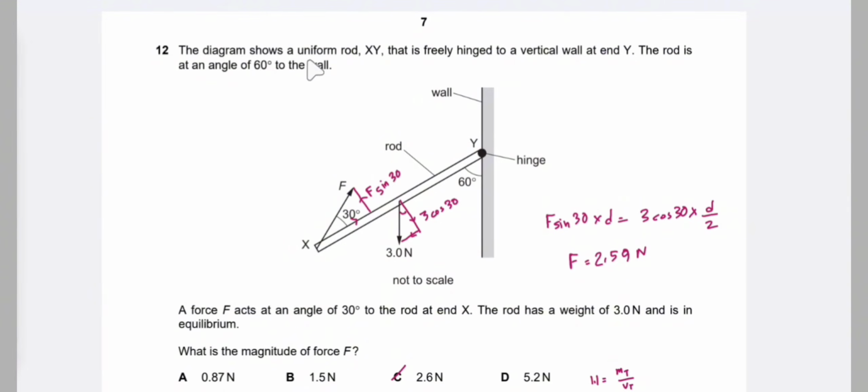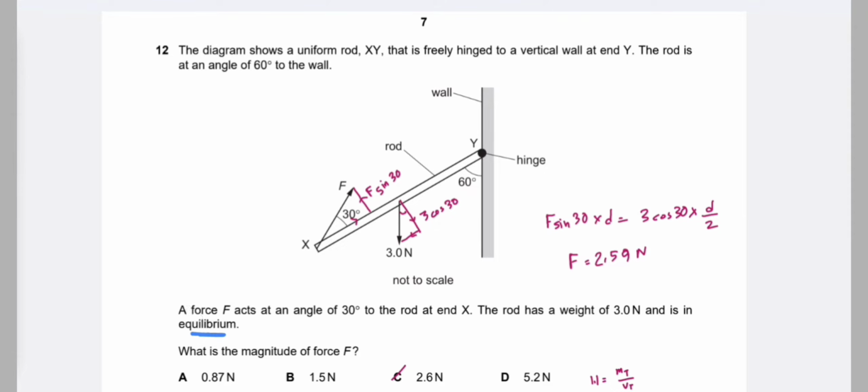12. The diagram shows a uniform rod XY that is freely hinged to a vertical wall at the end Y. The rod is at an angle of 60 degrees to the wall. A force F acts at an angle of 30 degrees to the rod at the end X. The rod has a weight of 3 Newton and is in equilibrium. So the rod has a weight of 3 Newton, that is vertically downward, and the rod is in equilibrium.